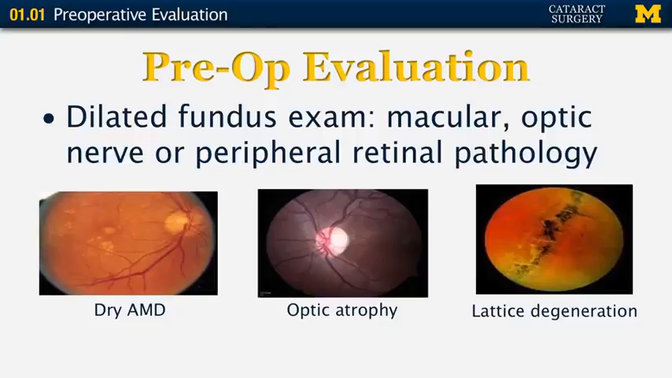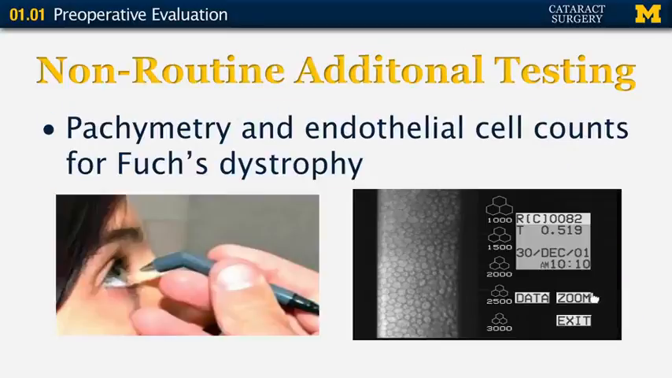Fundus examination with a dilated pupil is vital, looking for any macular, optic nerve, or peripheral retinal pathology. Macular degeneration would be a major factor in postoperative visual outcomes and has to be determined preoperatively. If the vision is worse than the cataract would suggest, we have to look for optic atrophy or some other type of neurologic issue. And then the peripheral retina has to be examined for any sign of lattice degeneration, which might predispose the patient to a retinal tear or a retinal detachment.